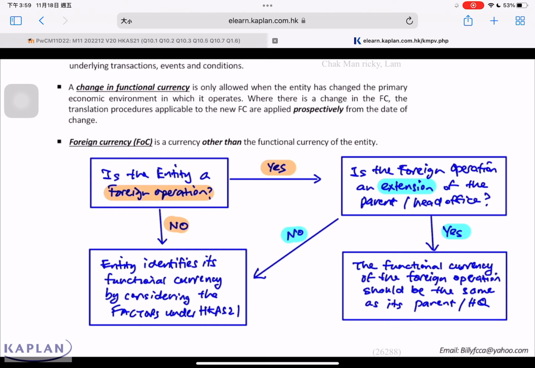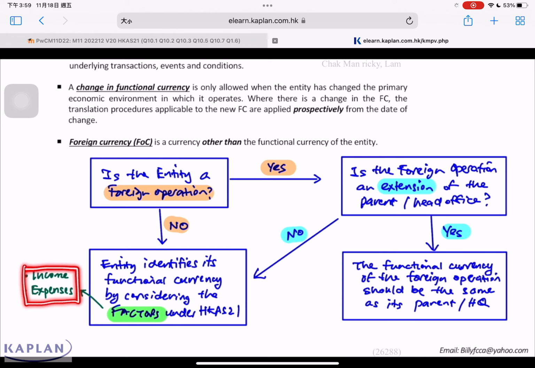If the answer is no, the foreign operation is not an extension. The entity has to decide its own functional currency by considering the factors given under AS21. First, we'll look at the factors to decide the functional currency of an entity. Primarily we have to consider the income and the expenses of the entity. These expenses and income are mainly influenced by what currency? If these income and expenses are mainly influenced by Hong Kong dollar, then Hong Kong dollar is considered the functional currency.